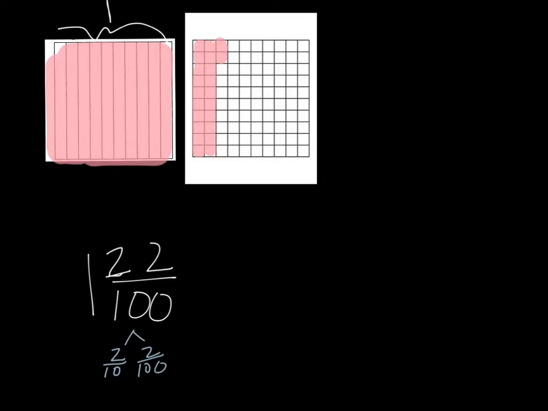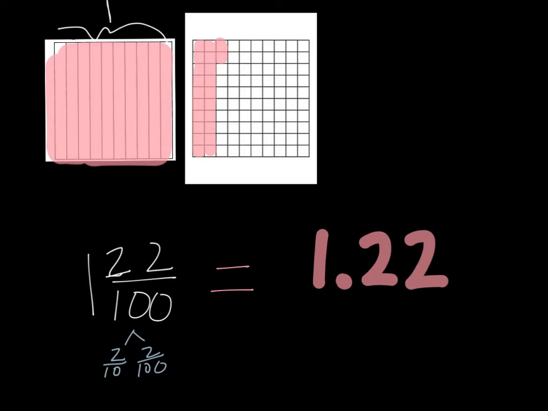So to write this in decimal form, I'm also going to think of this as my place value chart. So I've got my one whole, and then my decimal point, and then here in this image, I have 2 tenths and 2 hundredths. So the fraction 1 and 22 hundredths can be rewritten as a decimal as one whole and 22 hundredths.